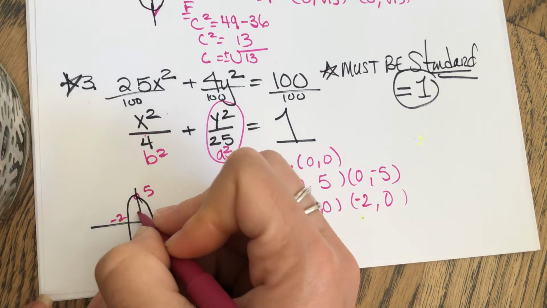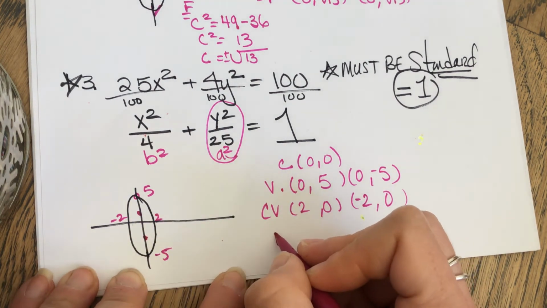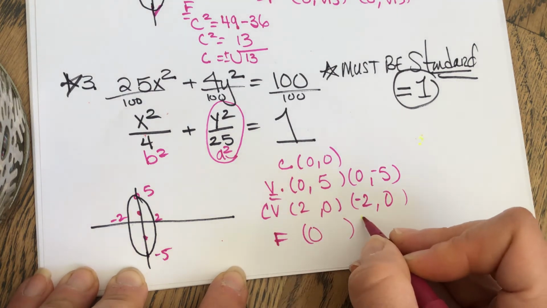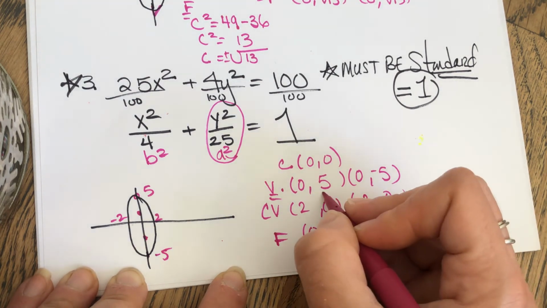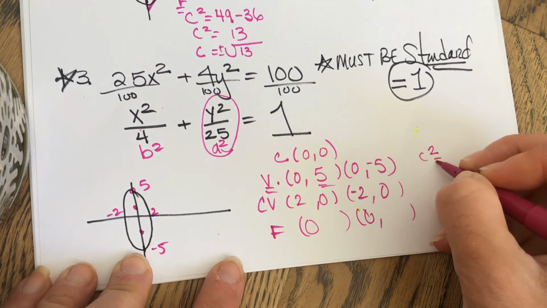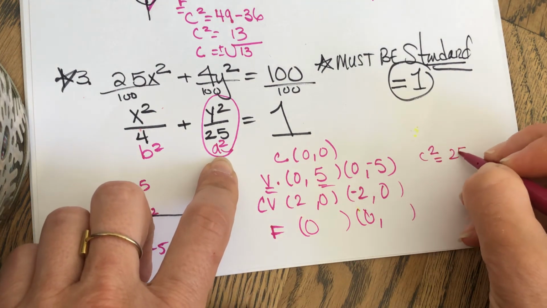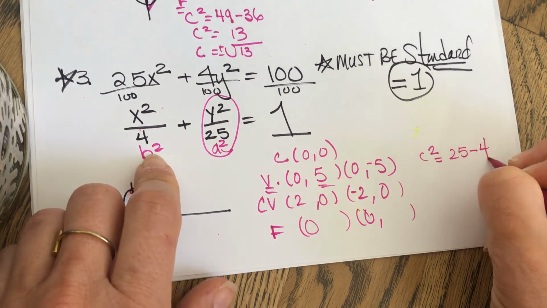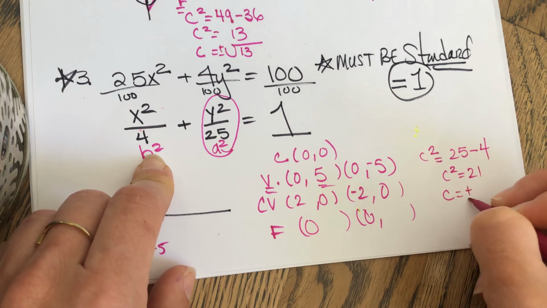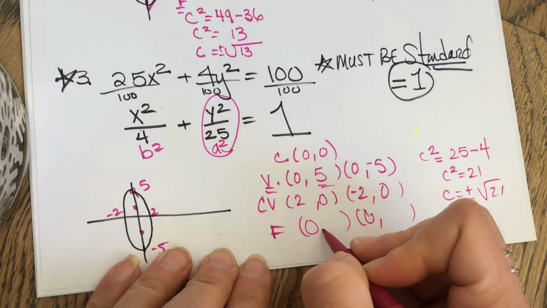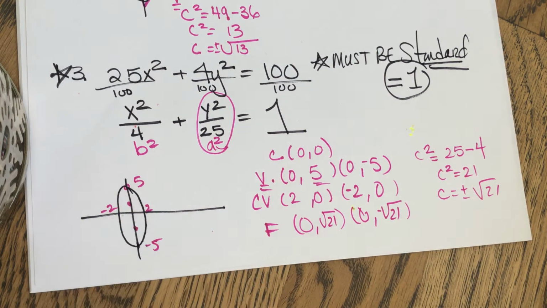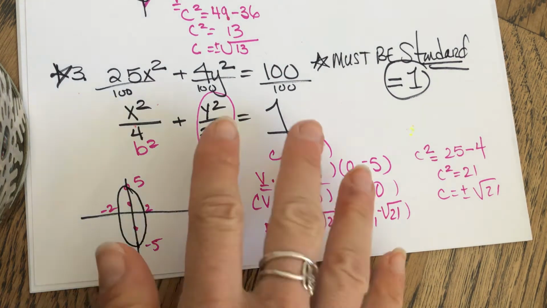And then your last are your foci. Your foci, again, match up with the vertices. So 0, 0, because we want it to be the same. And we got to sit here and do the work. So c squared equals a squared, so 25 minus b squared of 4. C squared equals 21, so c is plus or minus radical 21. So radical 21 and negative radical 21. Hopefully that's going quicker. Okay, so hopefully that makes sense.